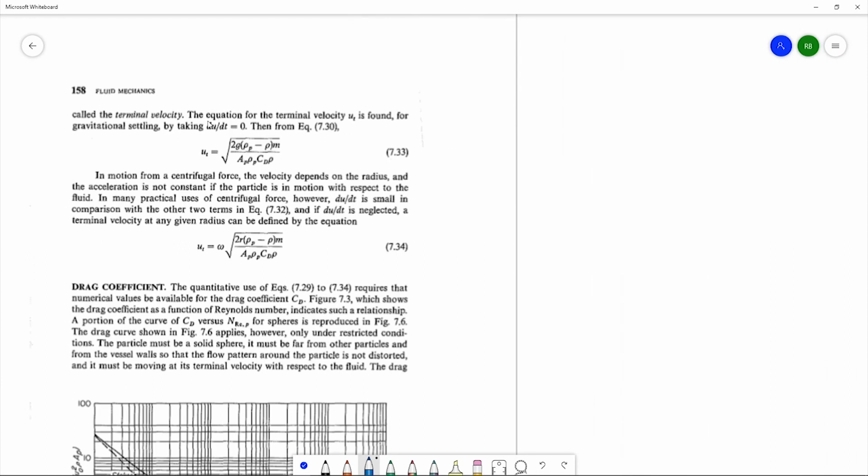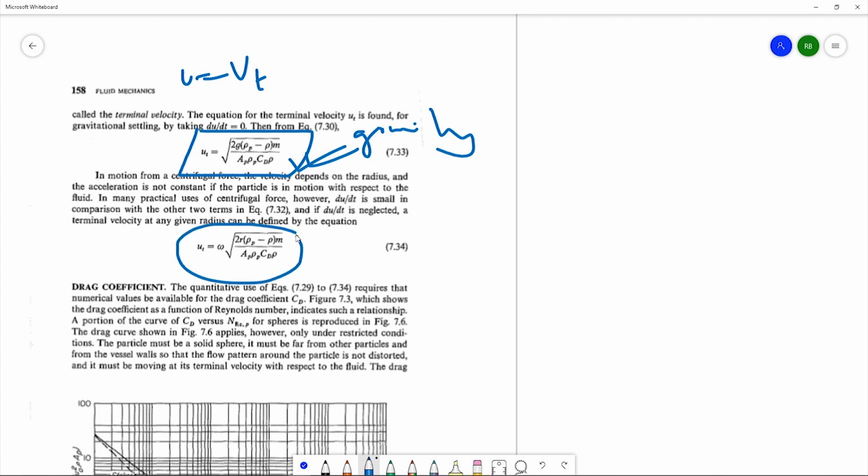So if you rearrange and write u equal to ut, because the acceleration is 0, now the velocity is nothing but terminal velocity. Then you rearrange, you will get this. Okay. This is for gravity. And if you rearrange the centrifugal equation, then you will get the terminal velocity in the centrifugal field, and this is in the gravity field. Okay.